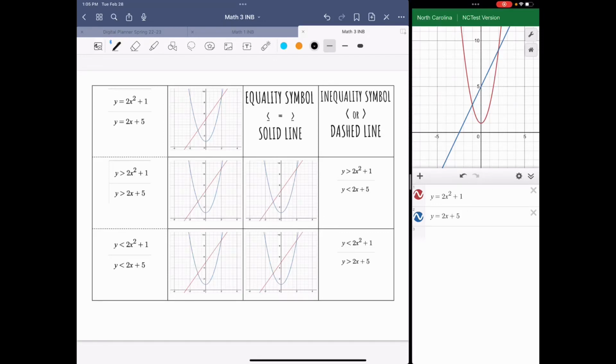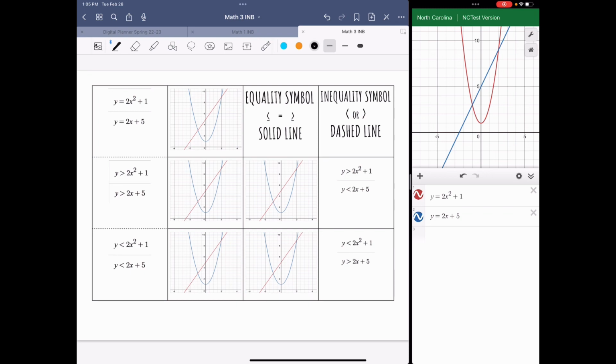Alright, so for this video we're going to be talking about systems of equations and inequalities. Basically, in equations we're going to be looking at where they intersect, and for inequalities we're going to be looking at the overlapping area because we're going to be looking at shading.